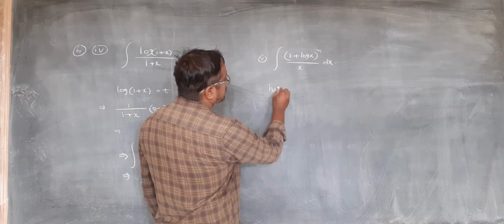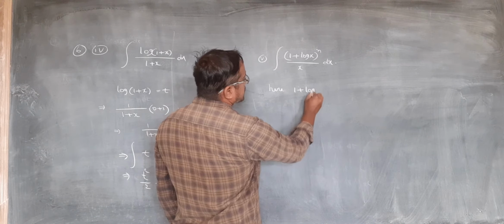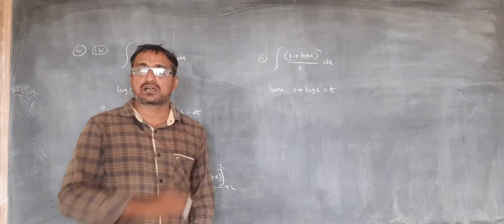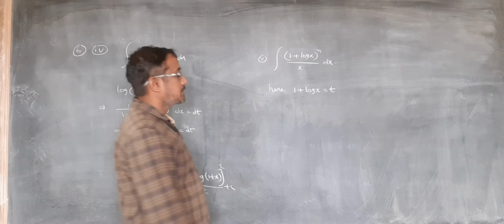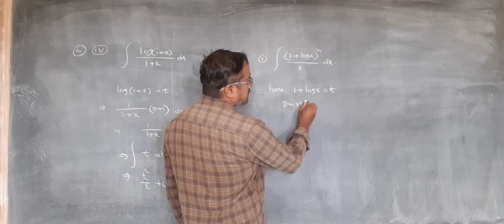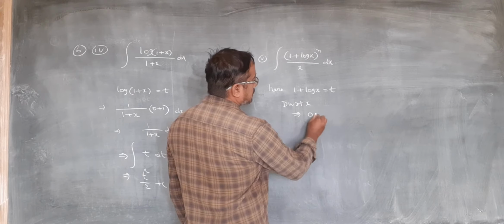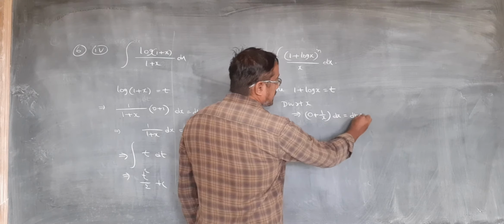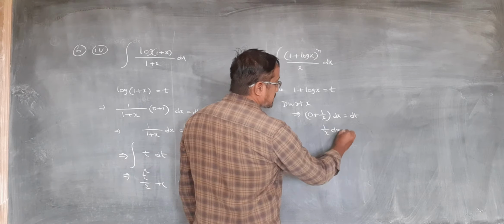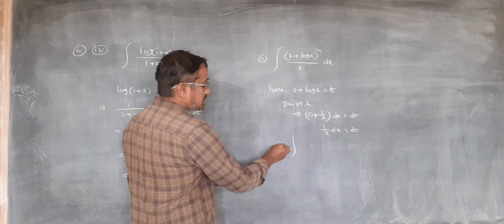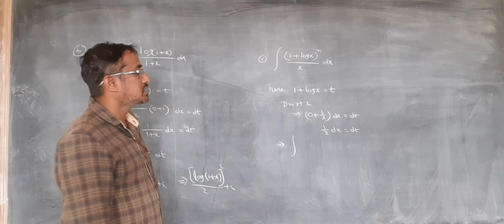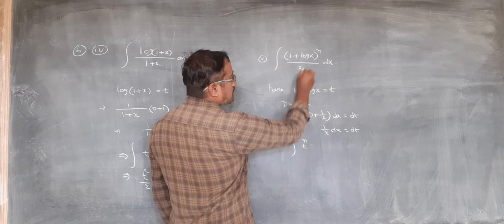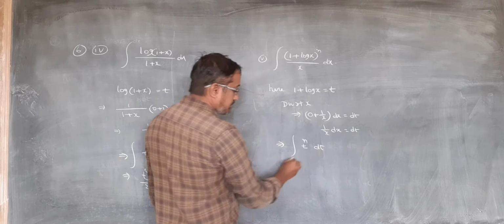Now here also, 1 plus log x is equal to t. Log x is differentiable, so we take log x as t. 1 plus log x is equal to t. Now differentiating with respect to x, you will get 0 plus the derivative of log x, which is 1 by x, dx is equal to dt. So you will get 1 by x dx is equal to dt. Now this is the given integral. So 1 plus log x is t, and 1 by x dx is dt.